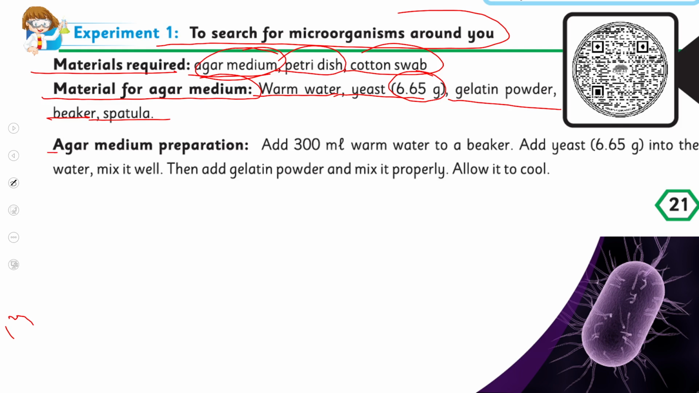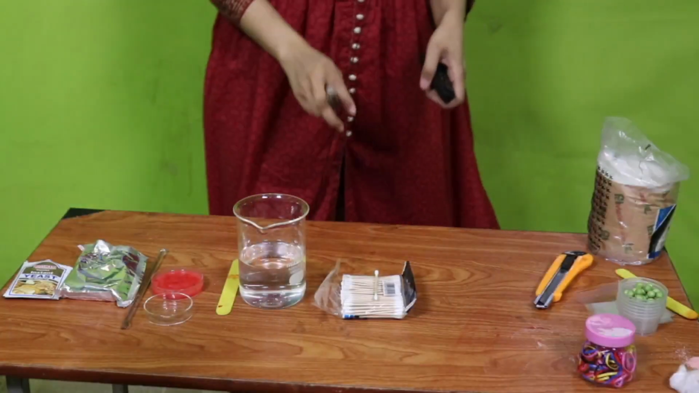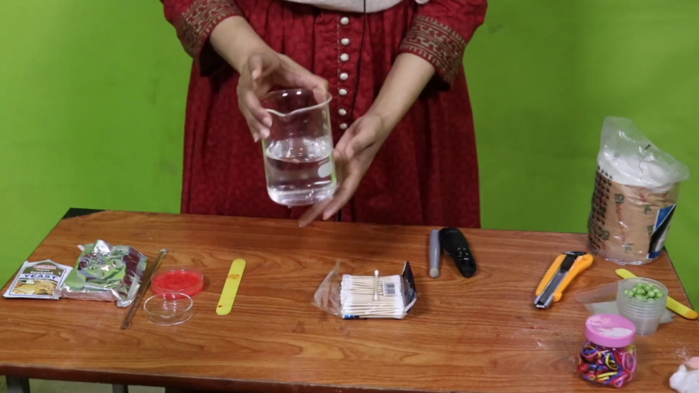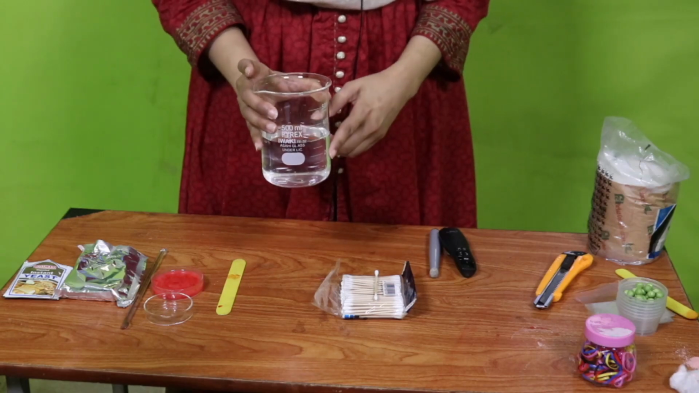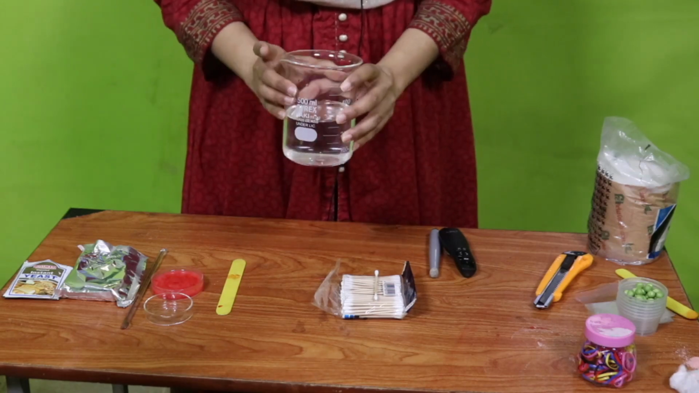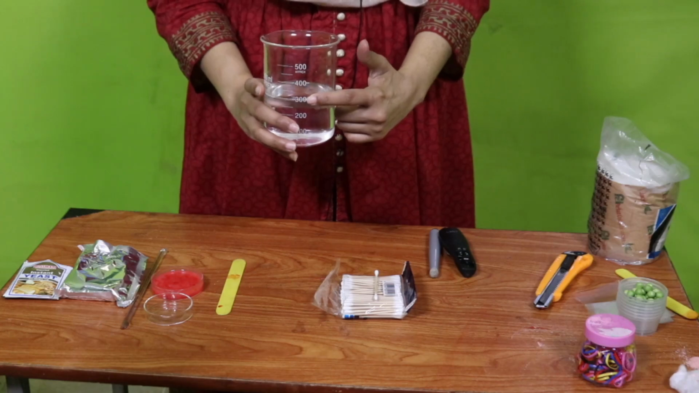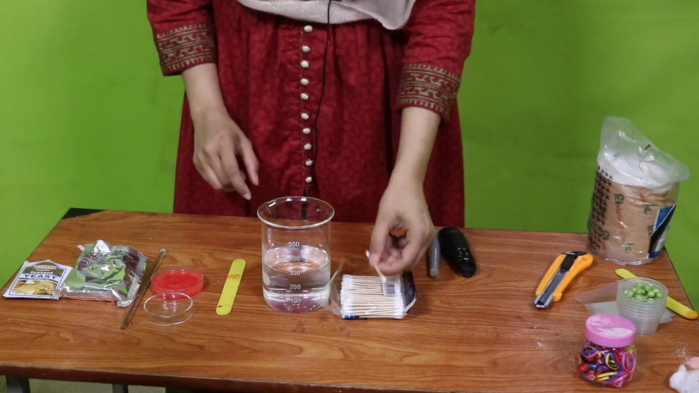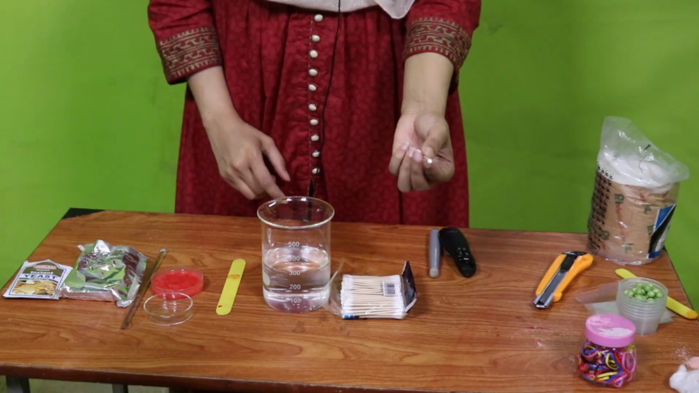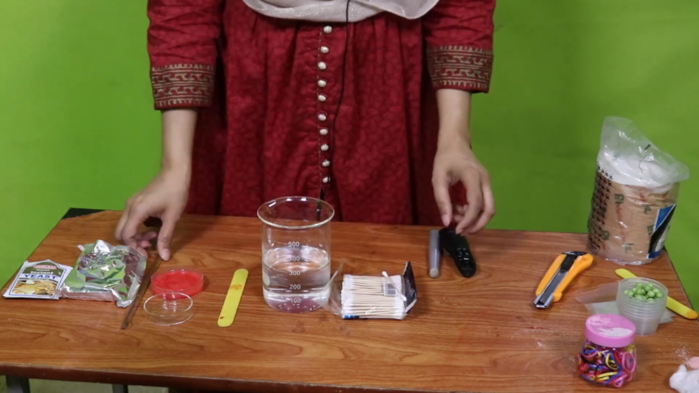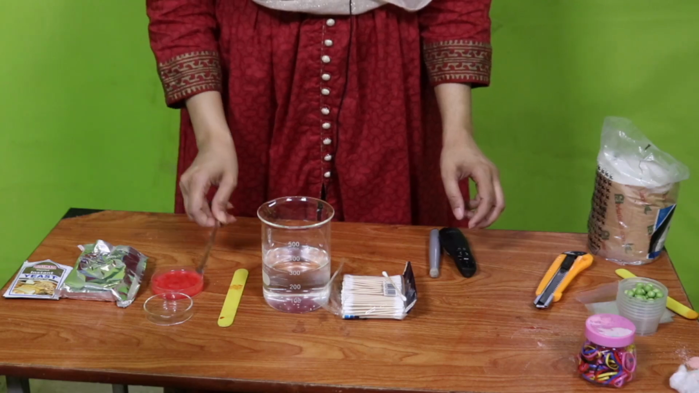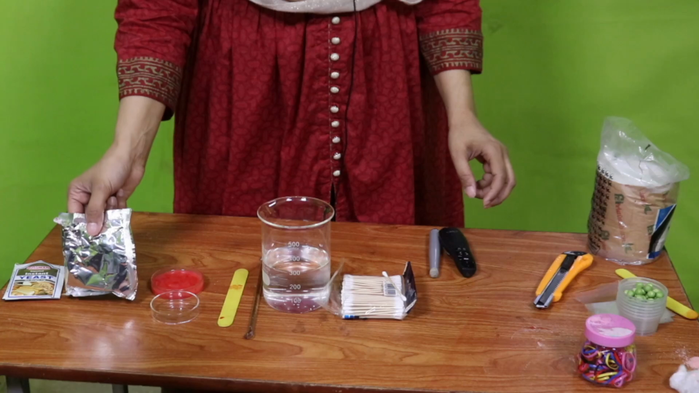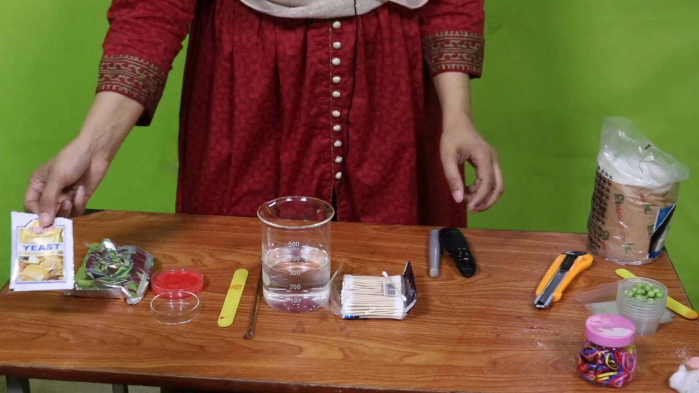So my dear students, first let's have a look at the material that is required. We need a beaker and we will measure 300 ml of warm water in it. Okay, so you can see the measurement here, it is 300 ml. Then we need cotton swabs. I am using these cotton buds and a wooden spatula. I have a glass stirrer here for mixing. Then I have petri dishes. I have gelatin powder and I also have yeast.